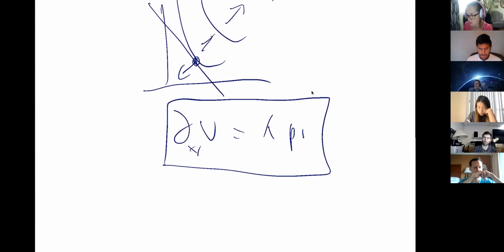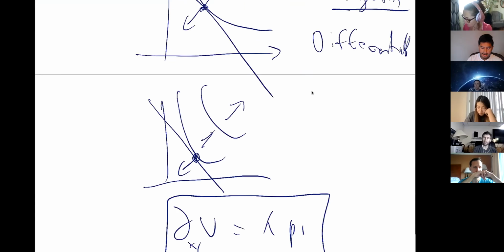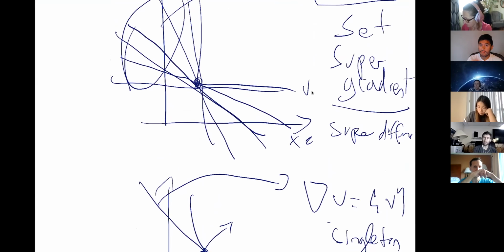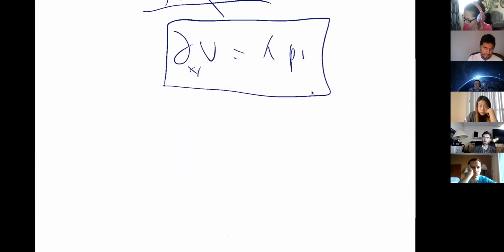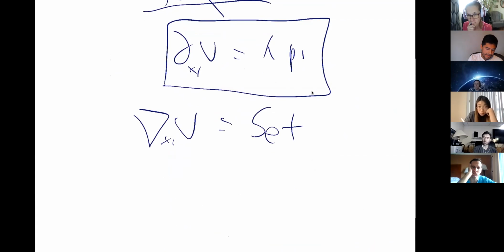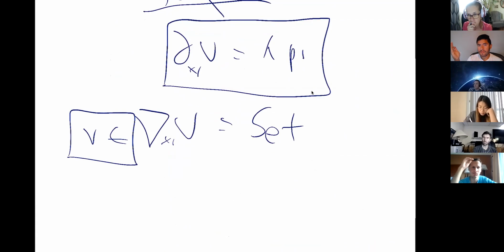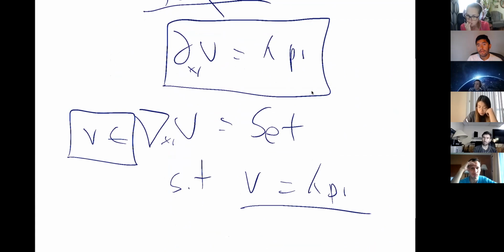And then, when you have a set, like in the case of the Leontief with multiple lines, you change this property. Imagine you have a set here, the partial of u with respect to x1. So this is a set. Now you say there exists a vector in the set, because this is a set of vectors, such that the vector is equal to lambda p1. Okay.